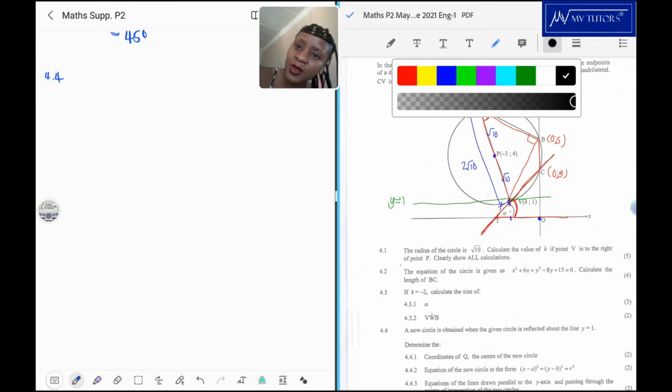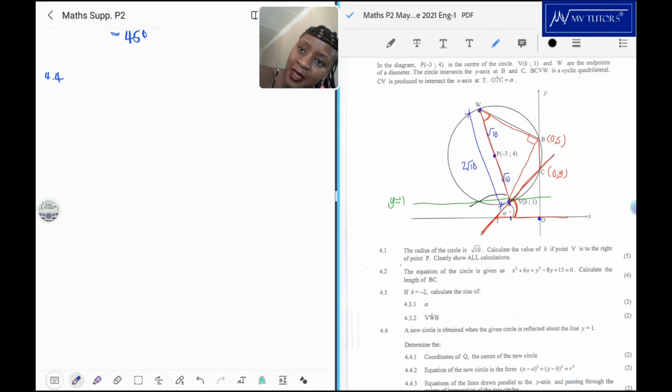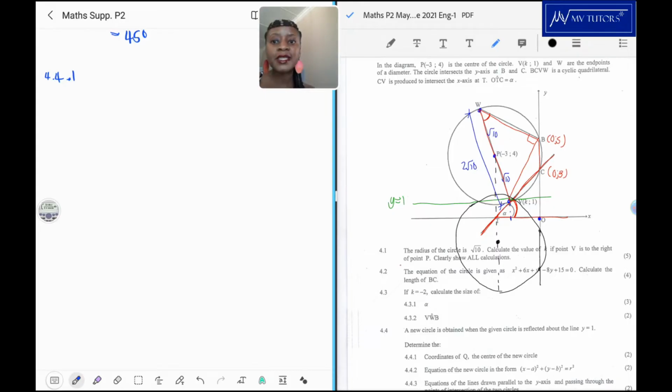So your circle is going to start something like that. Then it also crosses the y-axis at 2 places. I tried, guys. So it's also going to cross it somewhere here. And then straight down, you're going to have your center somewhere. Please bear with me. So that is the new circle. And now they're saying 4.4.1, determine the coordinates of Q, the center of the new circle. So Q, there it is.